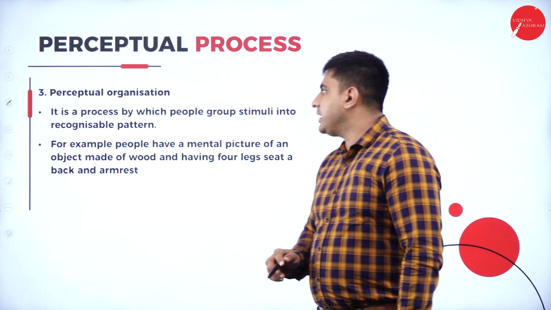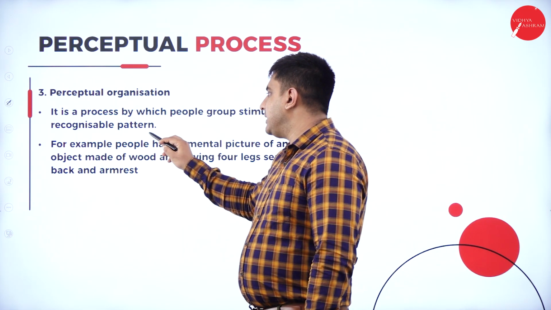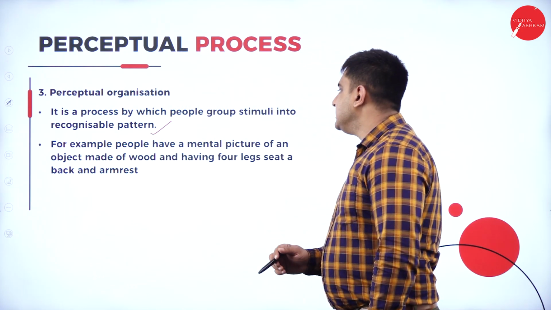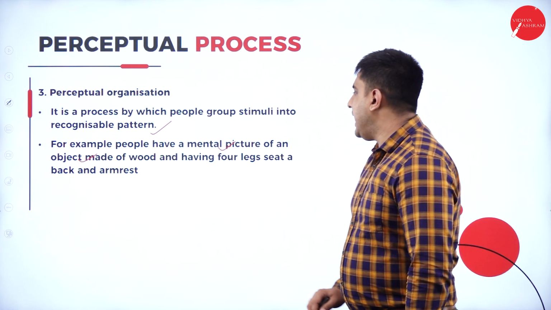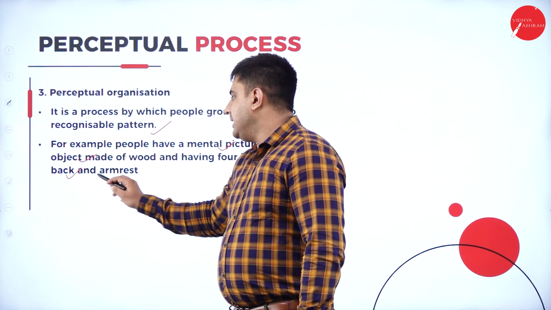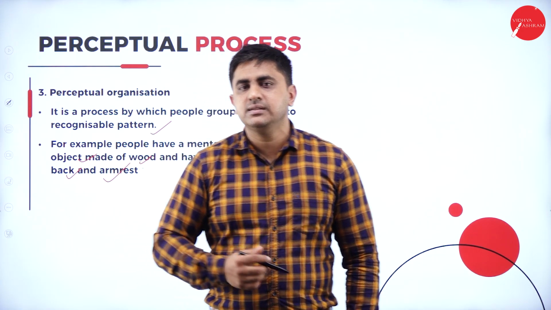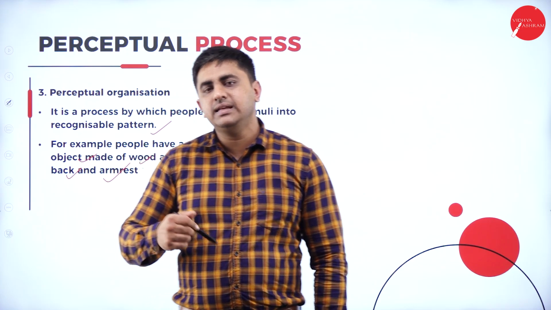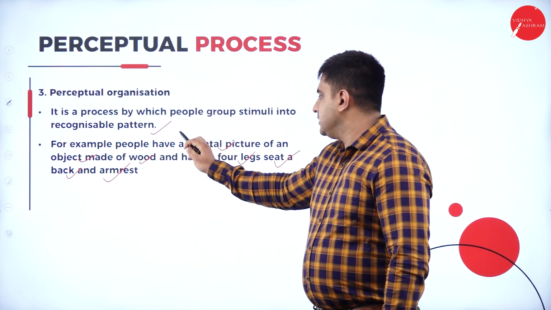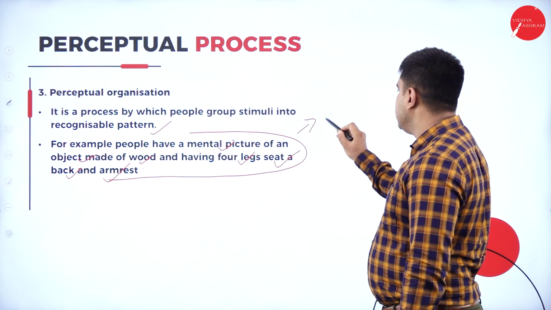Next, perceptual organization. It is a process by which people group stimuli into recognizable patterns. How is this possible? Let us understand with an example. For example, a person has a mental picture of an object made of wood and having four legs, a seat, a back and armrests. He doesn't know that it is a chair, so he asks someone else, what is this? The other person tells him that it is a chair. So from now on, whenever he sees anything having these characteristics, he considers it a chair.